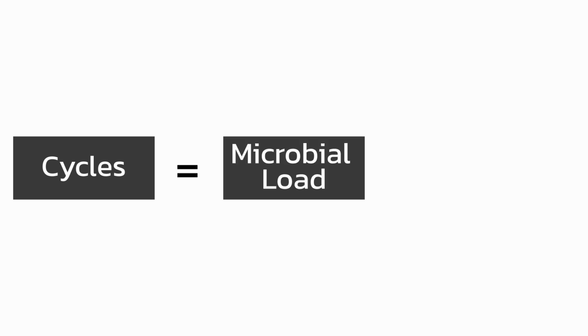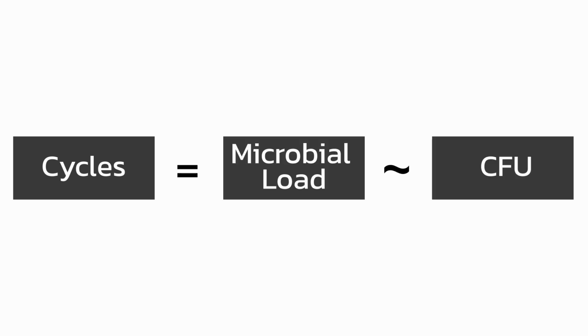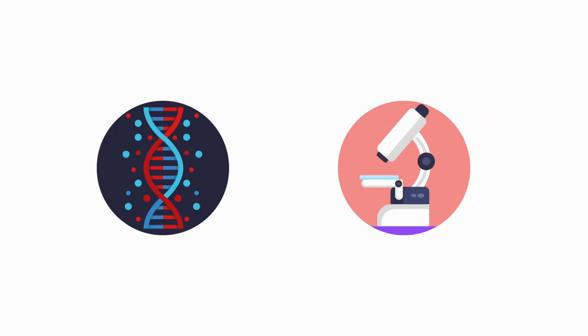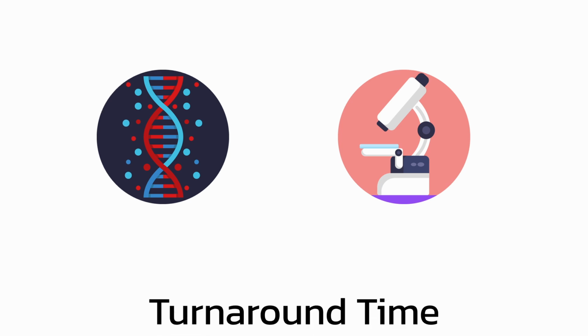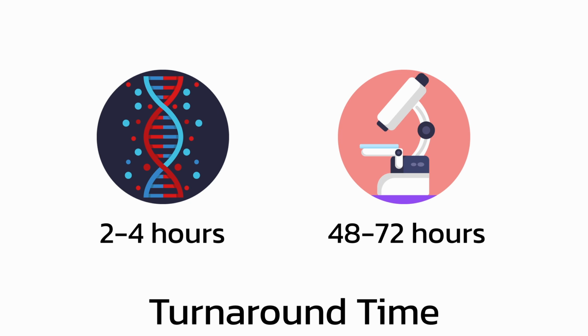This specific amount of cycles is often reported as the microbial load of an organism, which is similar to CFUs reported by traditional culture. How does PCR differ from traditional culture and sensitivity? First, and probably the most significant in the clinical setting, is turnaround time. PCR takes anywhere from 2 to 4 hours for the entire process to occur. For traditional culture, the soonest results may be available is 48 to 72 hours.